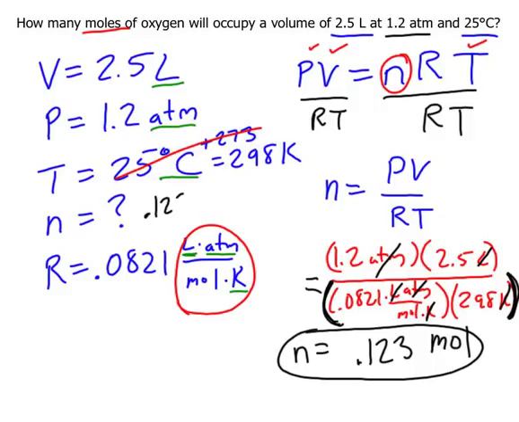Now, it never hurts to just check this. In other words, go back. So this is 0.123 moles. According to this equation, P times V equals nRT. So if I multiply PV, 2.5 times 1.2, I get 3. So N times R times T should also give me 3. So 298 times 0.123 times 0.0821 should also give me a number very close to 3. If that works, yeah, it does. So that means I've done this correctly, assuming all my units are right.